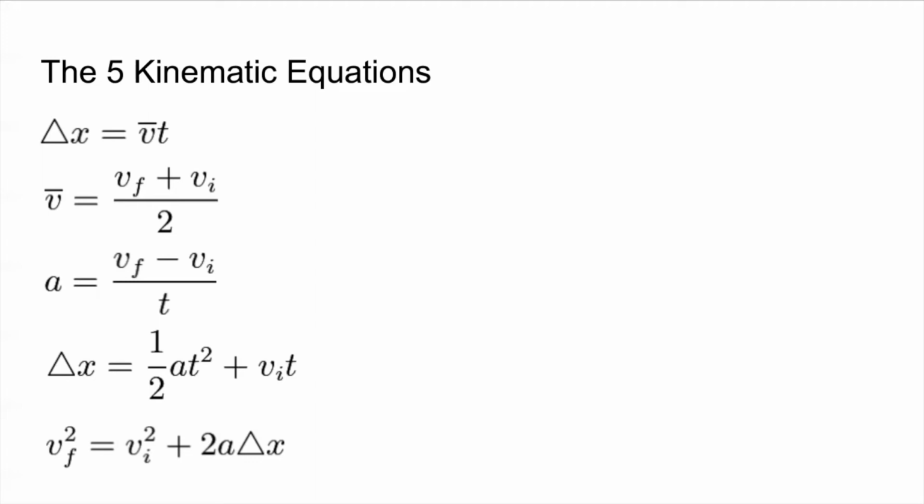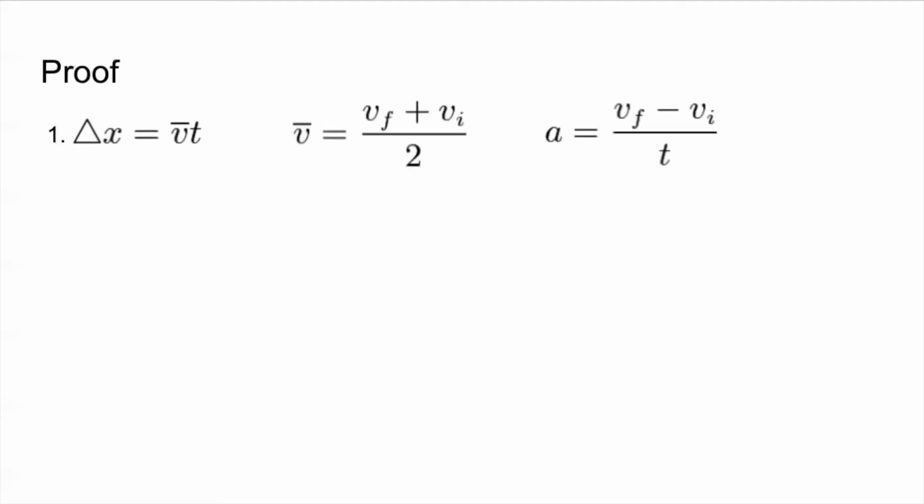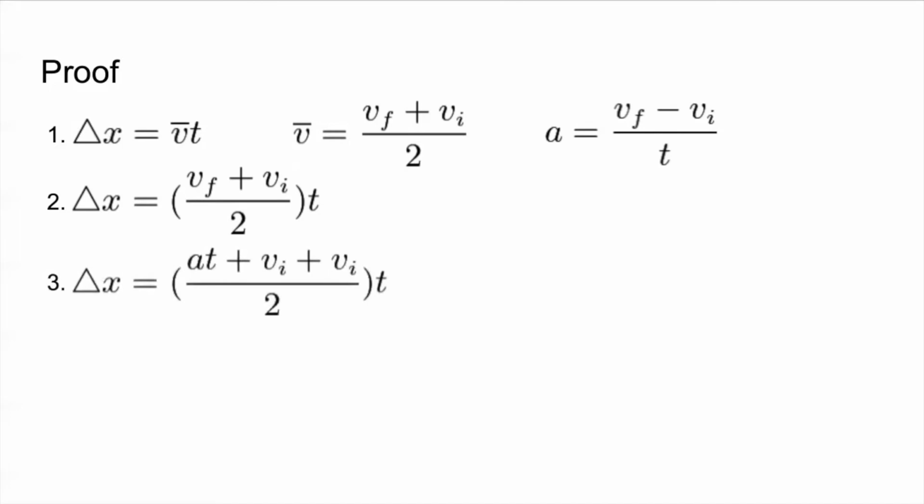This one can be proved using the first 3 kinematic equations. We start off with the first 3 kinematic equations, and we plug in the value for the average velocity from the second equation into the first. So we get this. Now from the third kinematic equation, if you isolate vf, you're going to get that it's equal to at plus vi. So now you can plug that in for vf. And if you simplify, you're going to get the fourth kinematic equation.